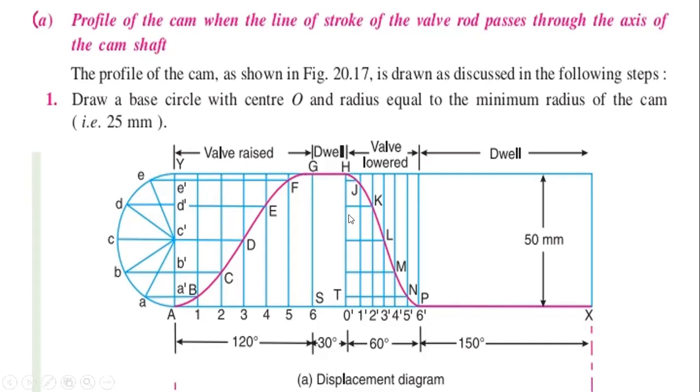And then the remaining period will be the dwell period, which is indicated by a simple straight line. So you have to notate the points. In this problem, we are given valve raised and valve lowered. The similar names for these are outstroke and return stroke, in which there are two dwell periods, and the angles also have to be represented in the displacement diagram.